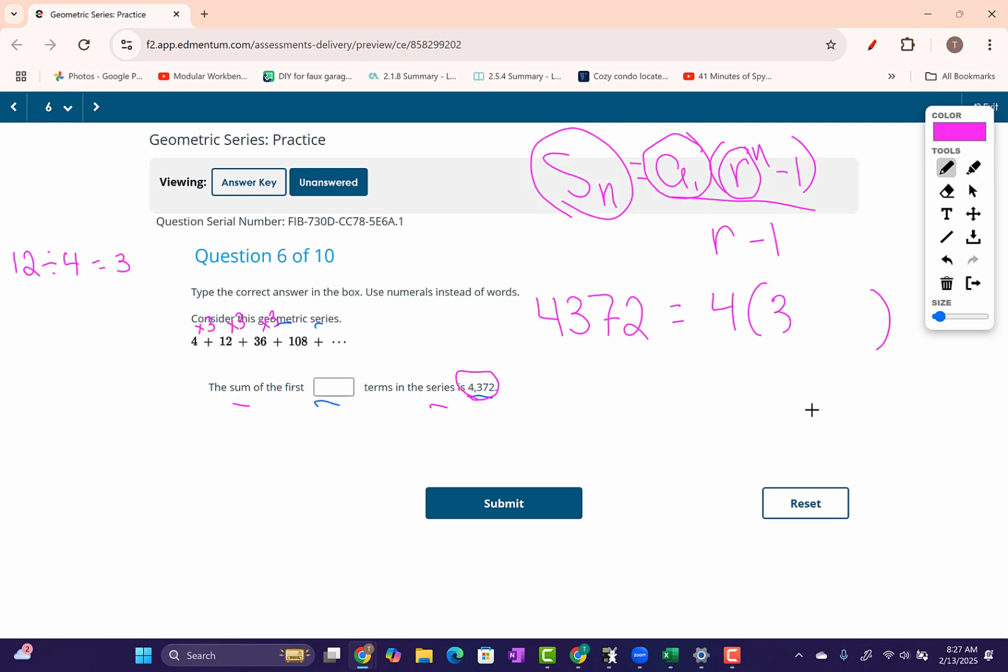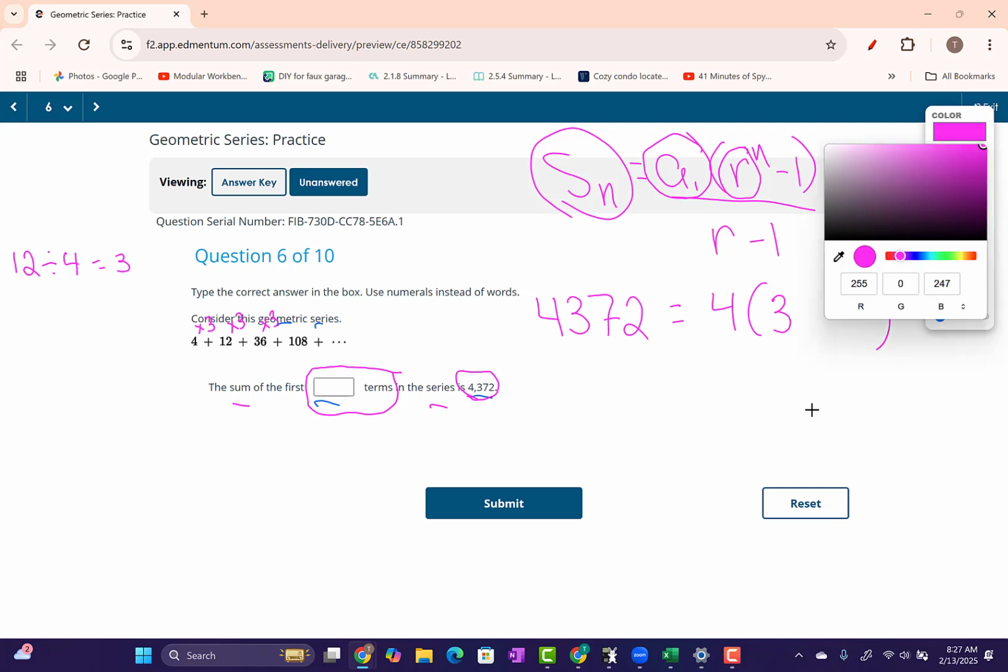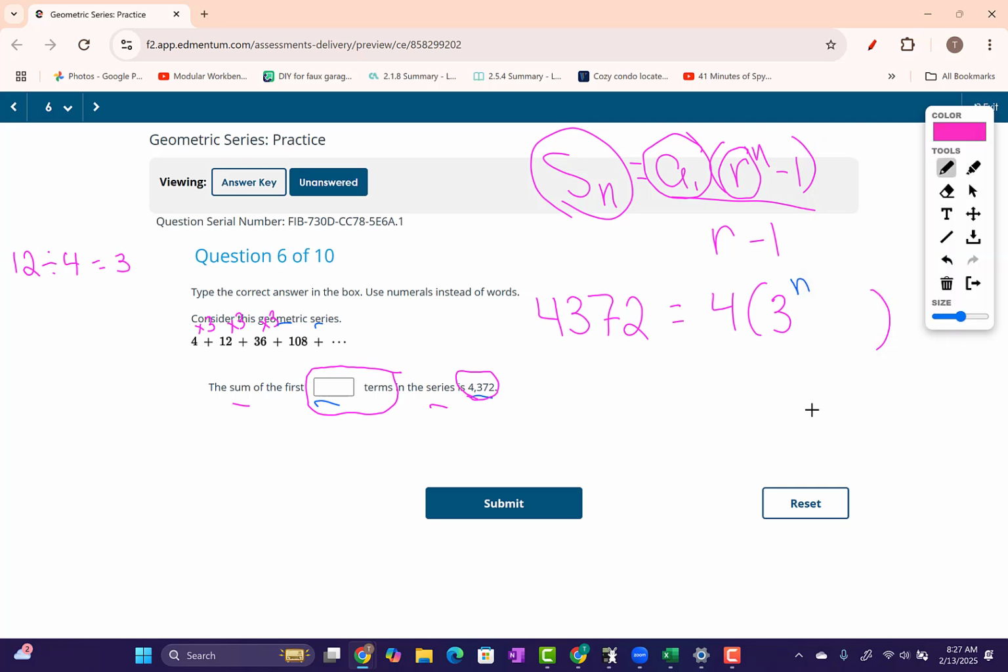So R is 3. N is the term we're looking for, or in this case, the total number of terms we're looking for. And that's the question. The question wants us to figure out, okay, how many terms do we have to take to add together to get 4,372. So we're going to leave n alone in this problem. So n stays in. And then, of course, minus 1, all divided by the common ratio, which again we already said is 3, minus 1. So we need to solve for n.